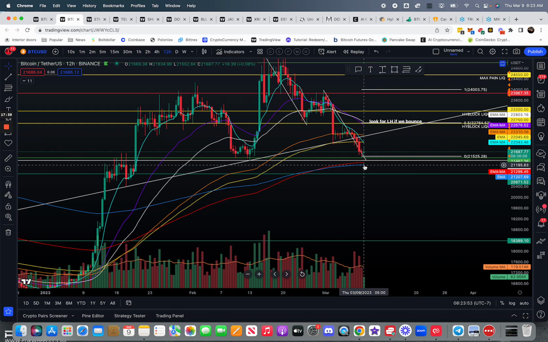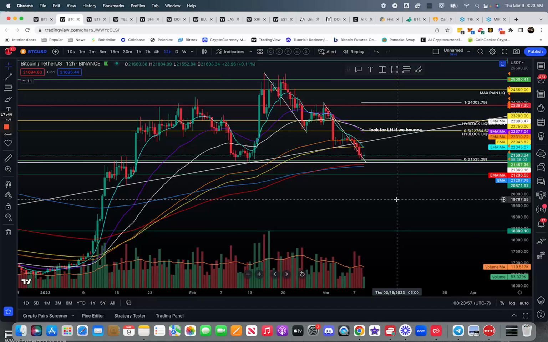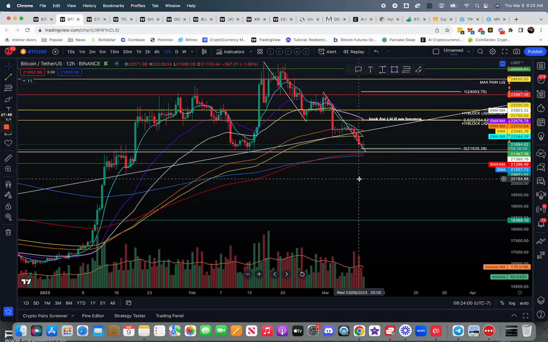To the downside, if we have some catalyst, we have an area that I believe will be support. We've been talking about it, we've had this in our chart. So we have two areas in our chart. We have this $21,300 area. It's not going to be to the exact dollar.